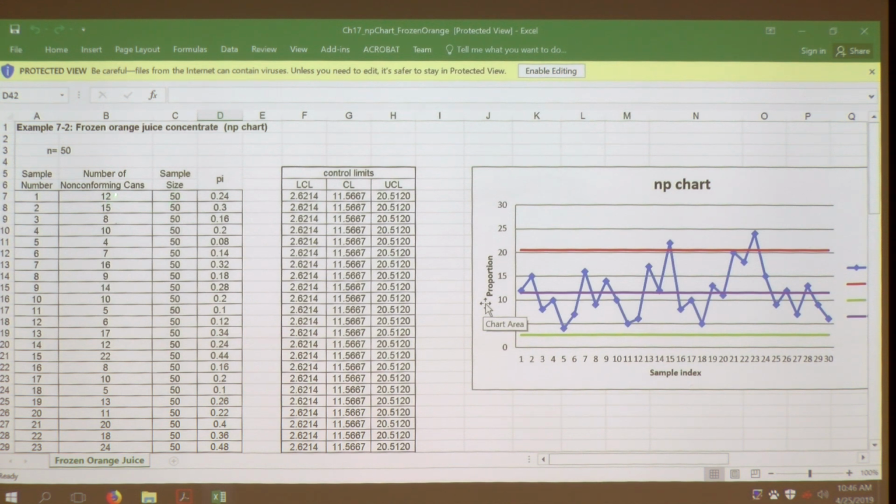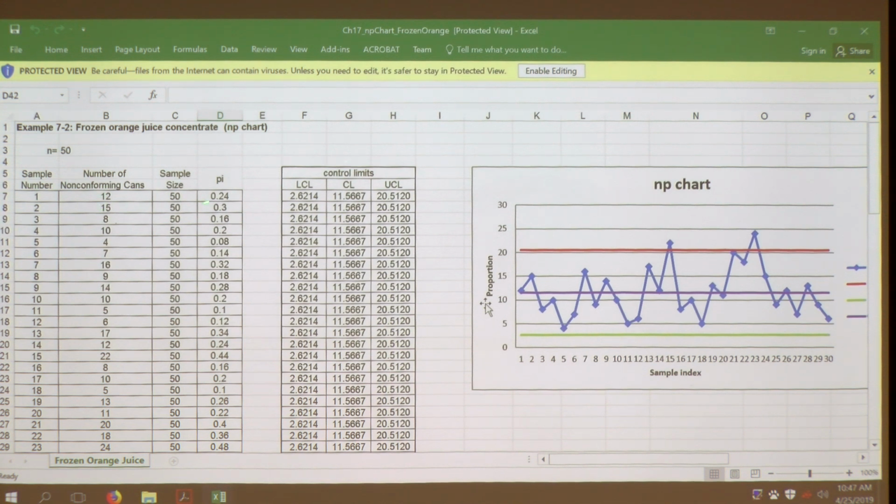So of 50, 12 of them are non-conforming. And then second sample, you take 50 cans, and then 15 of them are non-conforming. And these are all the pi's. This is the probability of non-conforming for this sample. Now the sample size. You see here, we are always talking about a constant sample size, 50. But the sample size could be different. Later, we are going to talk about variable sample size. Now, this is a constant sample size, and we have pi.